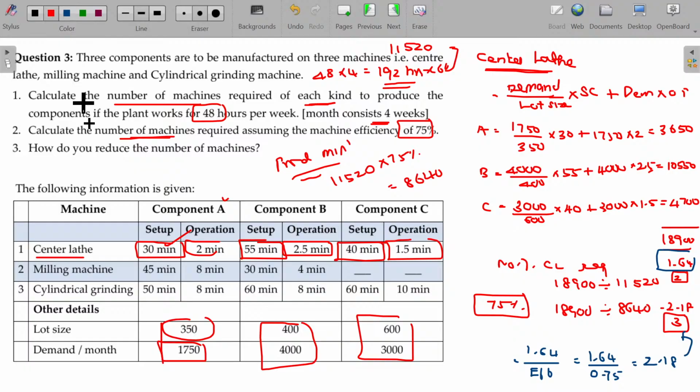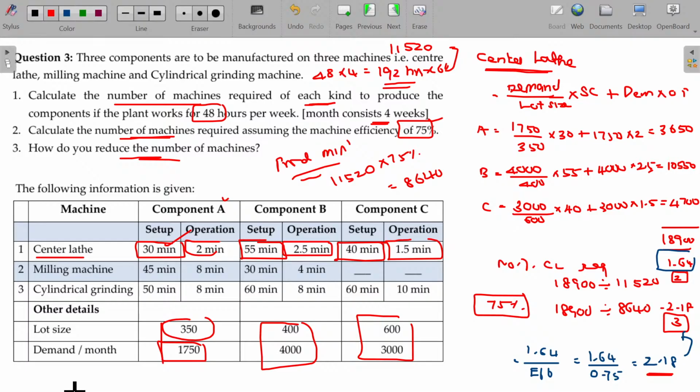Now, the third question, how do you reduce the number of machines? So, we are in need of 2.18 machines. You can now recommend. Can you improve the machine efficiency, sir, by doing some additional overhauling and repair? If so, we can increase the 75% efficiency to 80%, then automatically we can reach. Or ask the employees to work overtime. One shift, so you can have some overtime now and then so that you can manage with the 2 machines. You have to recommend. Of course, currently we are in need of 3 machines.